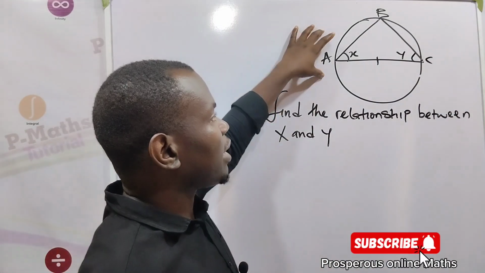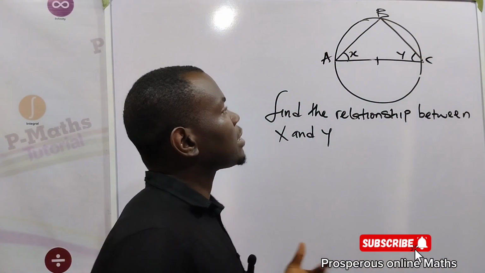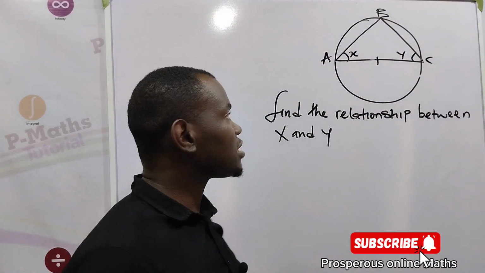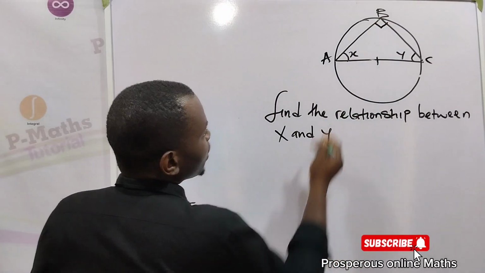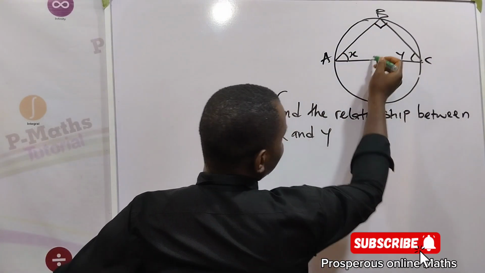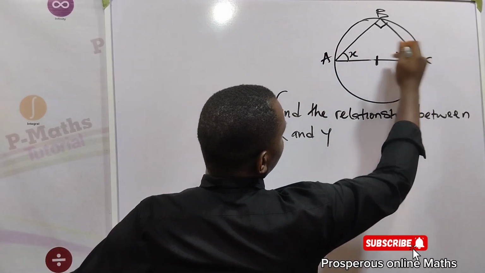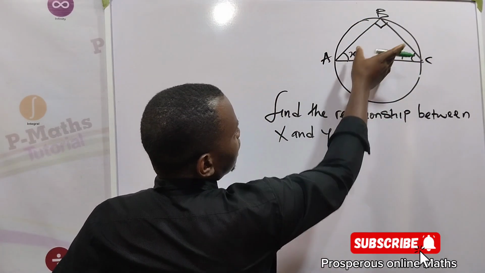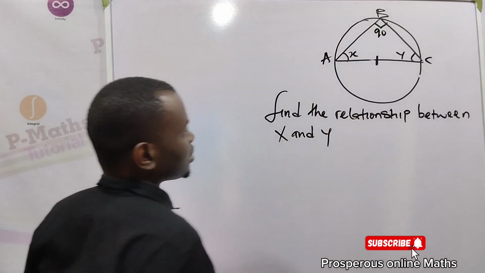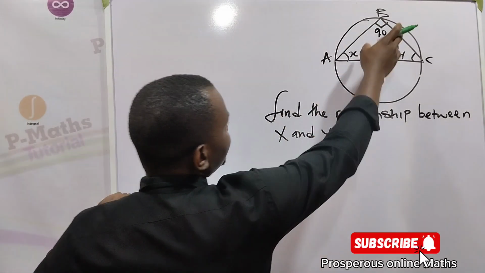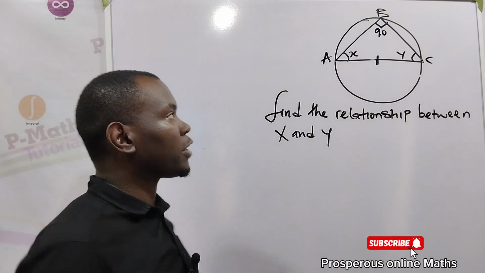Remember that whenever an angle is formed at the circumference of a semicircle, that angle is equal to 90 degrees. It is a right angle. So here we have a right angle because this is a diameter. It passes through the center of the circle. So this is a semicircle at the top and then at the bottom, an angle is formed at the circumference. So it is what? 90 degrees. With this information, we are able to find the relationship between x and y.